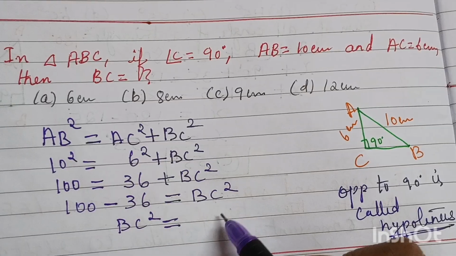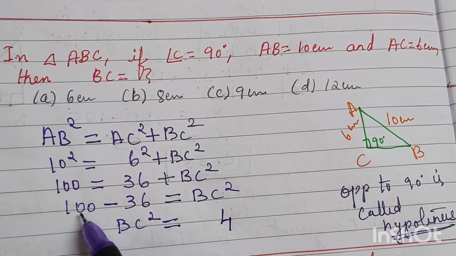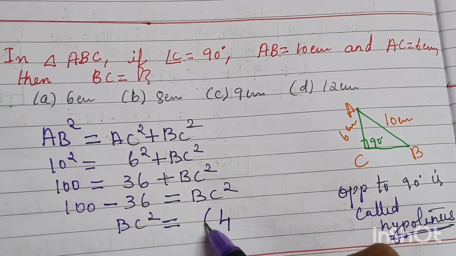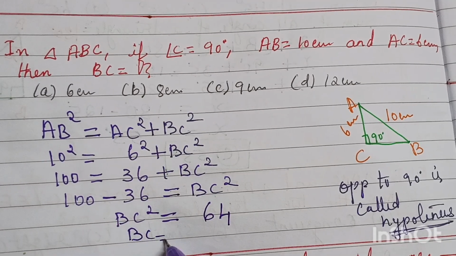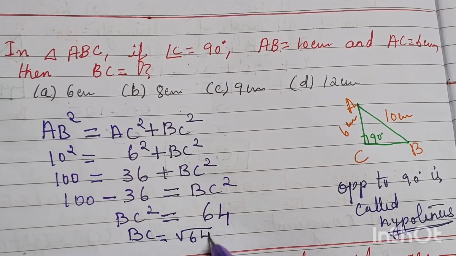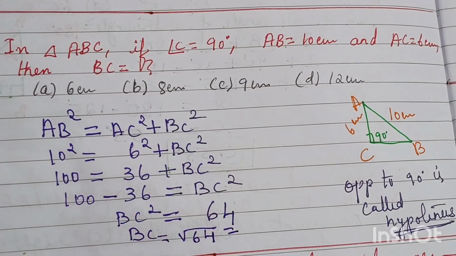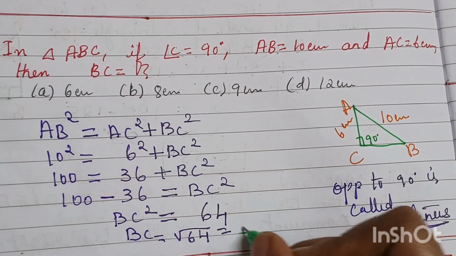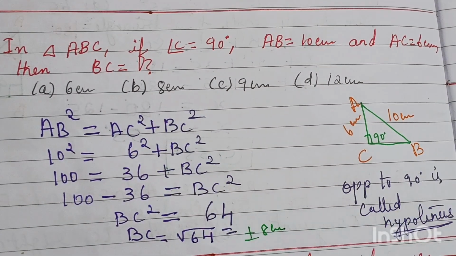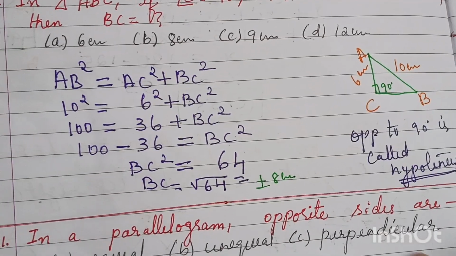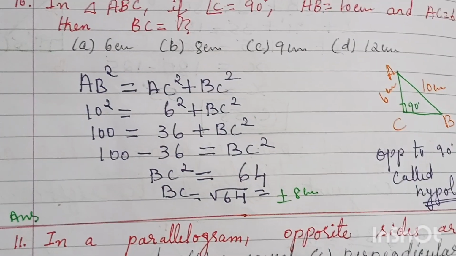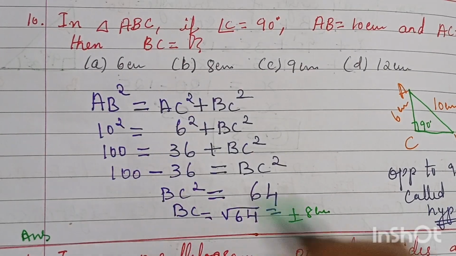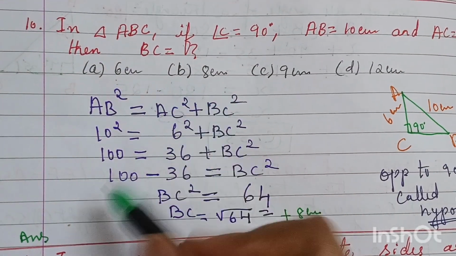That is 64. BC square is equal to 64. So BC is equal to the square root of 64, which means plus or minus 8. Plus or minus 8 centimeter. So the answer we can write is BC equals 8 centimeter.